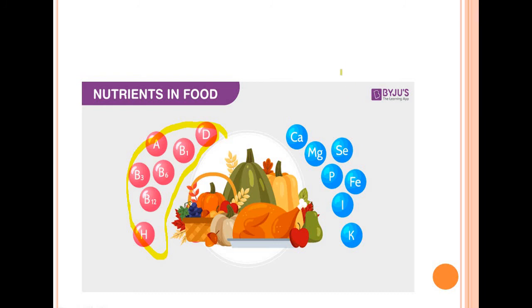And here, as you can see in the picture, these are the different types of minerals like calcium, magnesium, phosphorus, iodine, iron. These are the different types of minerals that are required by our body, but in a very small amount. Okay.